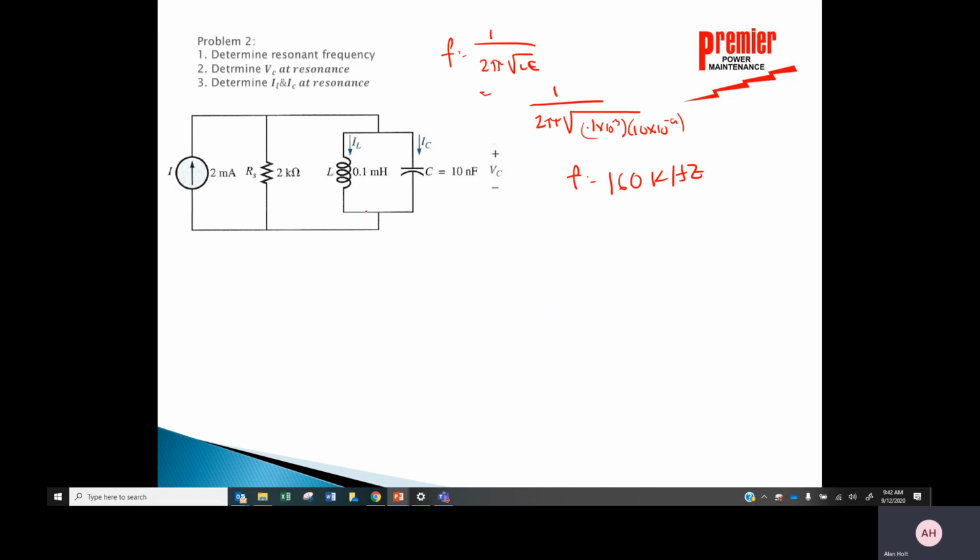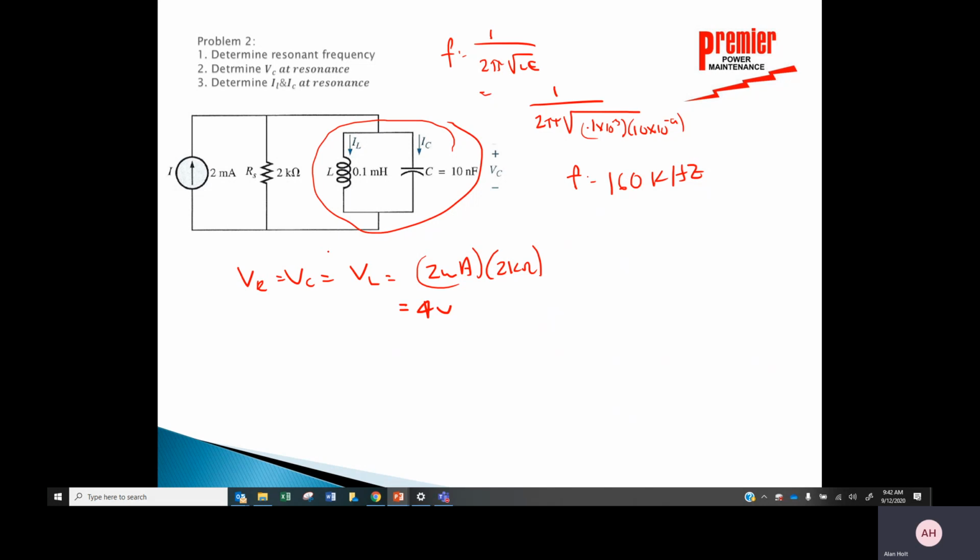So what's the value here? Well, I don't even really need to calculate the value, because at resonant frequency, what happened? This is an open circuit. So what's the value of VC at resonance? Well, this is a parallel circuit, and this is an open circuit. So at resonance, voltage across the resistor is equal to voltage across the capacitor is equal to voltage across the inductor, equals 2 milliamps times 2,000 ohms, because that's what I've got here. It's 4 volts. So I've got 4 volts across everything here.